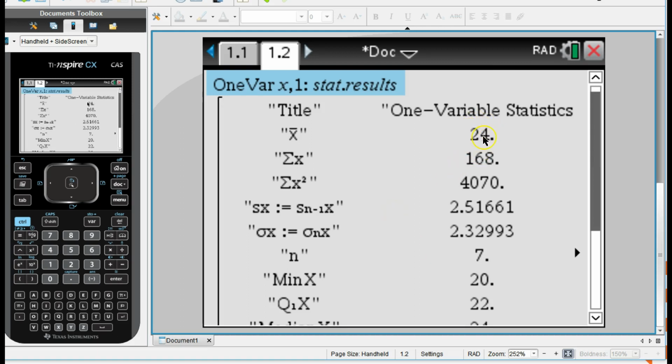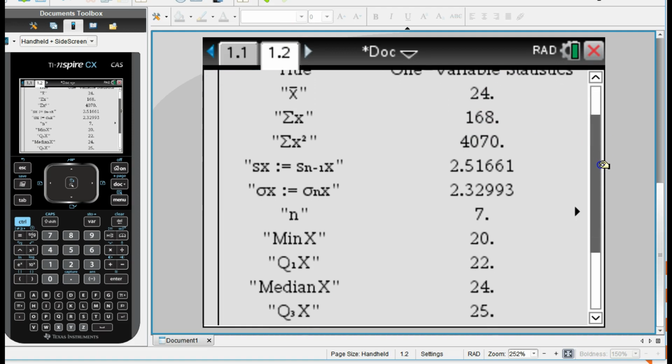I see my mean of 24. The sum of my X values was 168. Those two numbers should look familiar to us. Let's come down here. Hey, look, there's my standard deviation, 2.51661. We wrote it out as 2.517, and that's just a rounded value. This value right here, sigma sub x, I'll explain what that is in a little bit. That is another type of standard deviation.